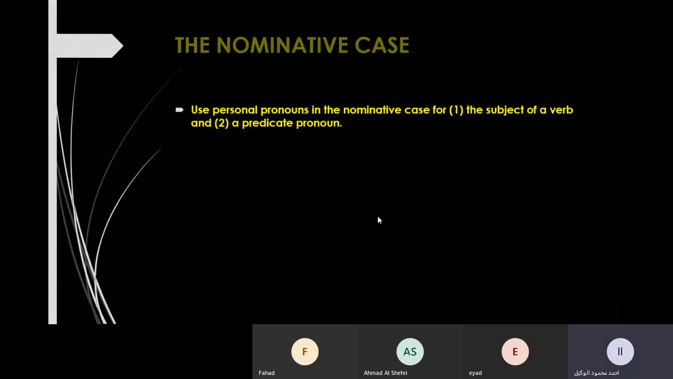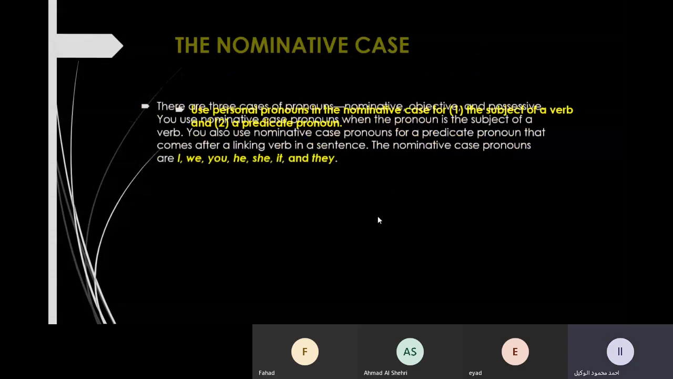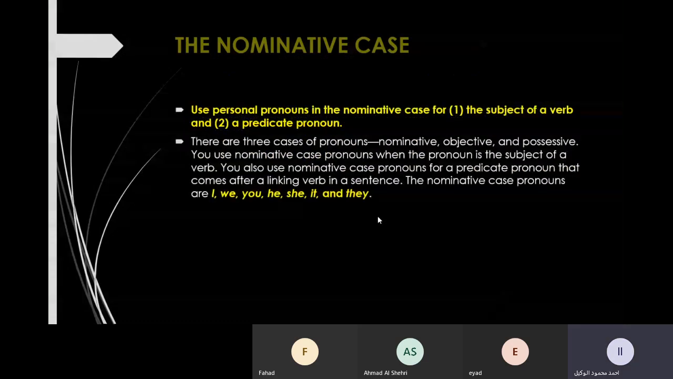Like in the market played Ali and Fahd. I say in the market played Ali and he. Right? In this case, it's called predicate pronoun. There are three cases of pronouns. Number one, nominative. Number two, objective. And the third one, possessive.